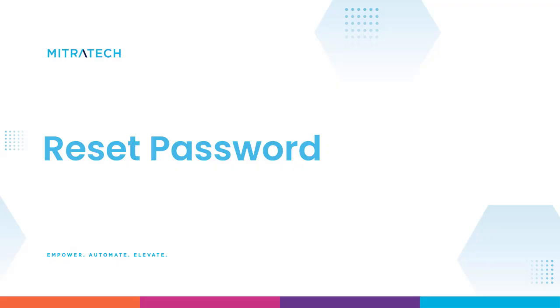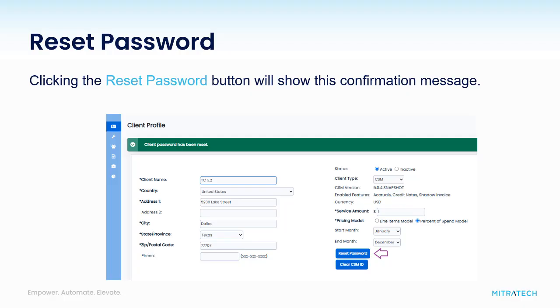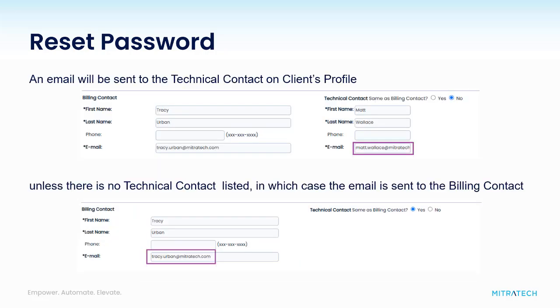Now we'll look a little further into what it means to reset the password. By clicking the Reset Password button on this page, you'll see this confirmation message in green. Client password has been reset. At that time, an email will be sent to the technical contact on the client's profile page. That appears on the right. However, if there is no technical contact listed, the email is sent to the billing contact.